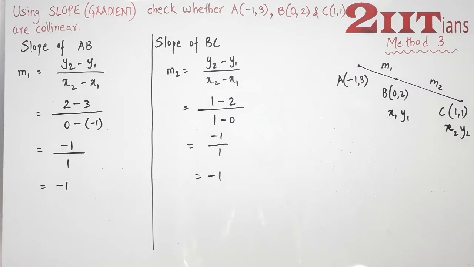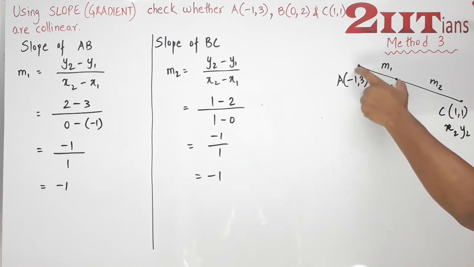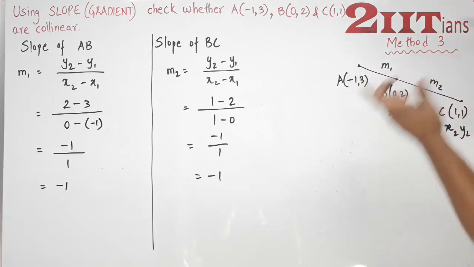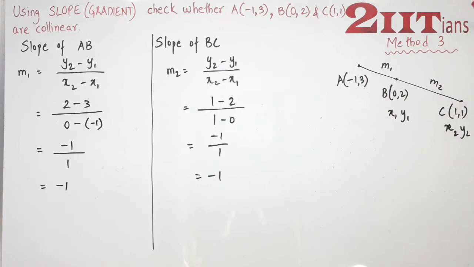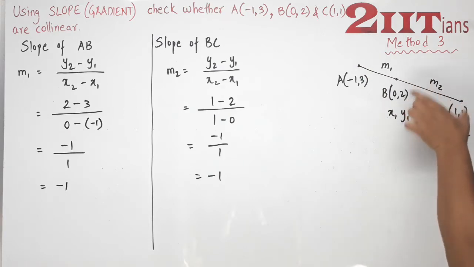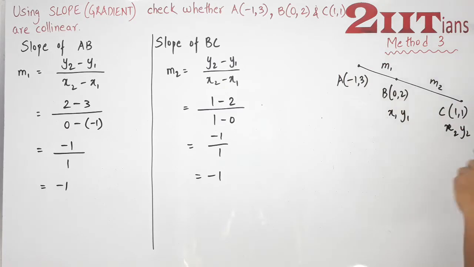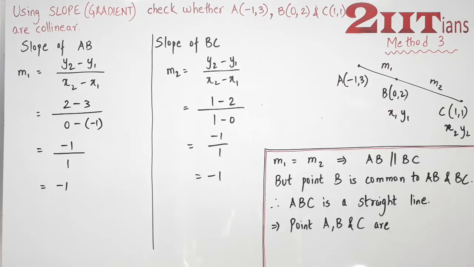So the slopes M1 and M2 are equal. So somebody can argue that this line is parallel to this line, having the same slope, M1 is equal to M2, which is perfectly correct. But not only are they parallel, they are on the same line because point B is the common point. So this is the logic here. So M1 is equal to M2, we have written here AB is parallel to BC, but point B is common to AB and BC, therefore ABC is a straight line, and we conclude that points A, B and C are collinear.